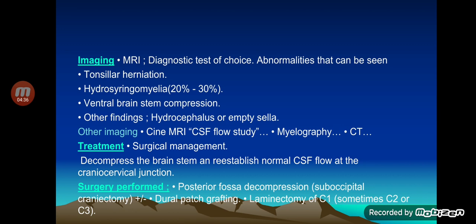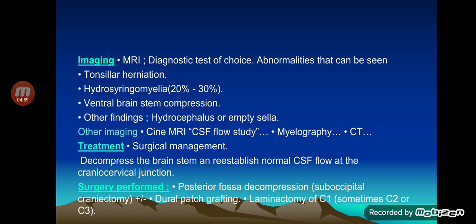MRI is the diagnostic imaging test, and the abnormalities that can be seen here are the tonsillar herniation, hydrosyringomyelia, ventral brainstem compression, or hydrocephalus, or empty sella. Other imaging, like CSF flow study, or myelogram or CT may be applied.